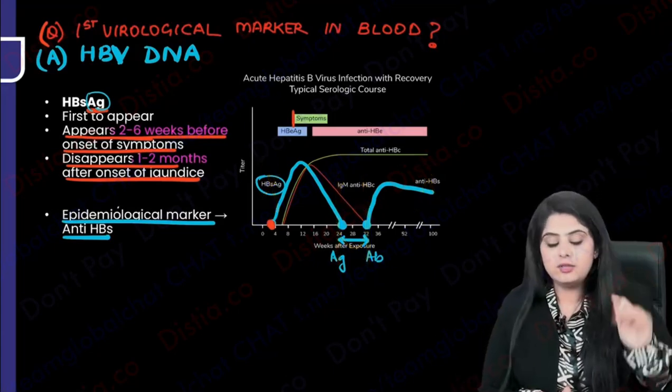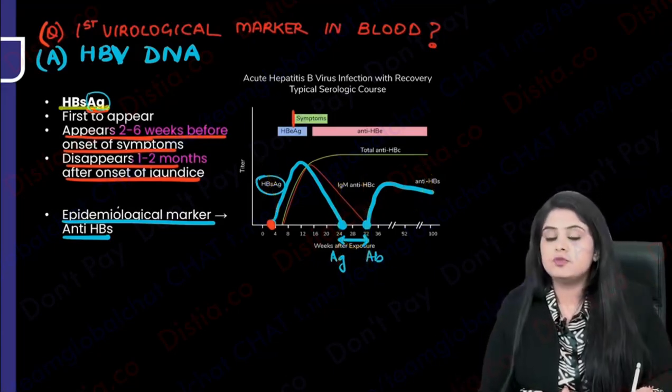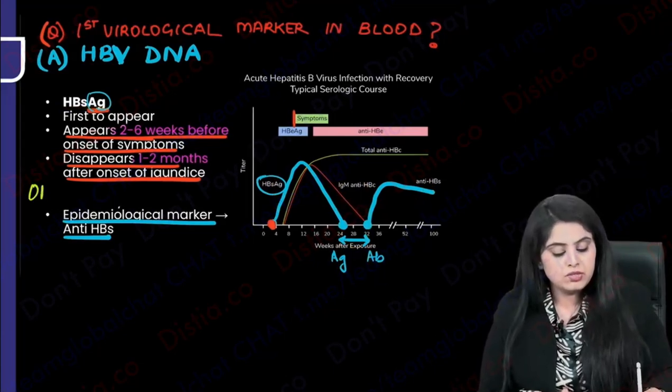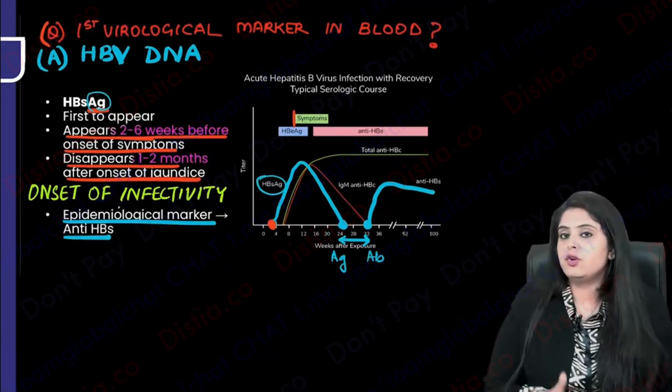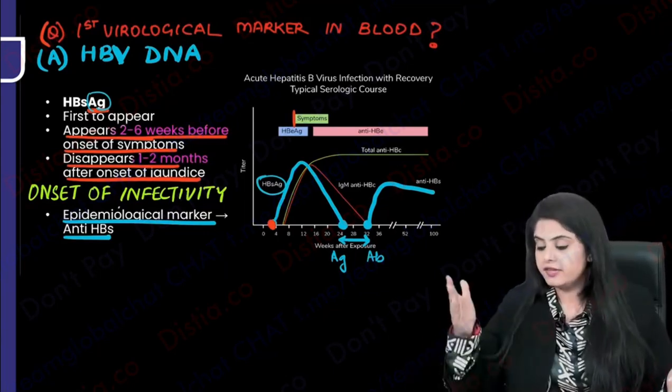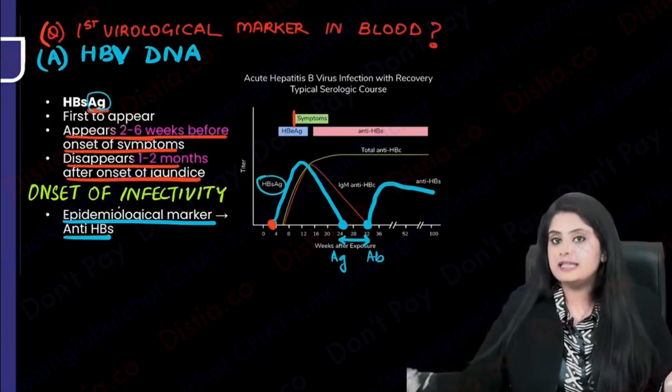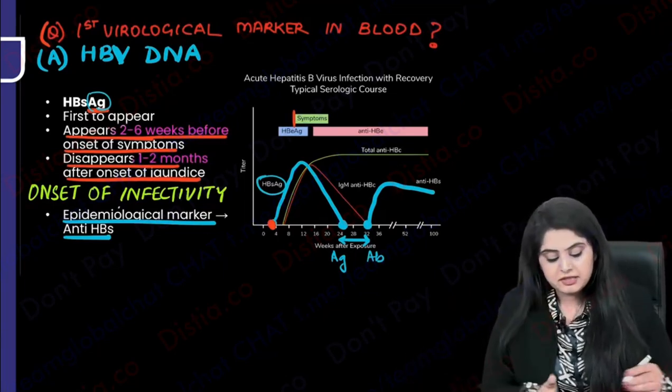But abhi ke liye, what are the 3 points? Hepatitis B surface antigen is the first to appear. So if I ask you, who tells you the onset of infectivity? Which antigen tells you the onset of infectivity? Hepatitis B surface antigen. 2 to 6 weeks before jaundice till 2 months after jaundice. When it ends, a gap hoga, then the antibody will come. Okay.